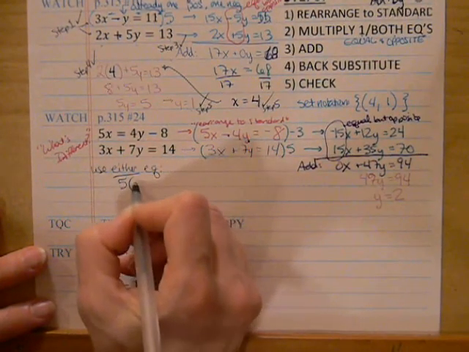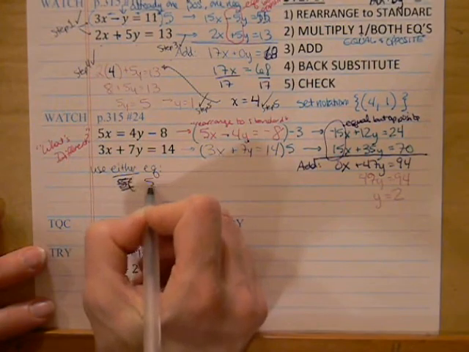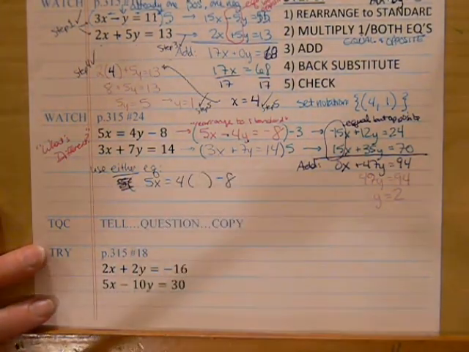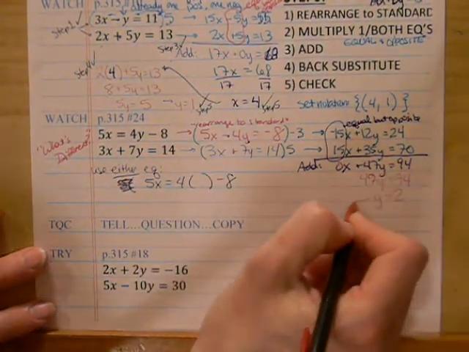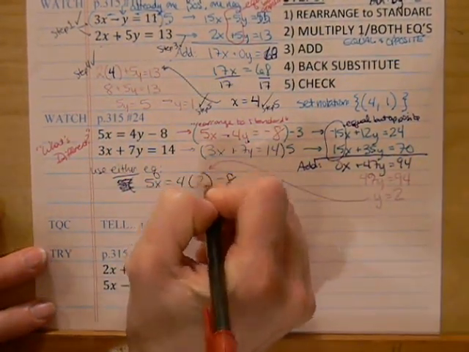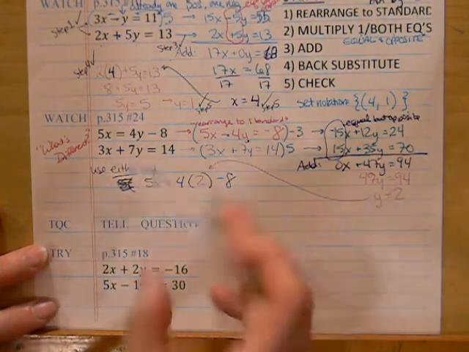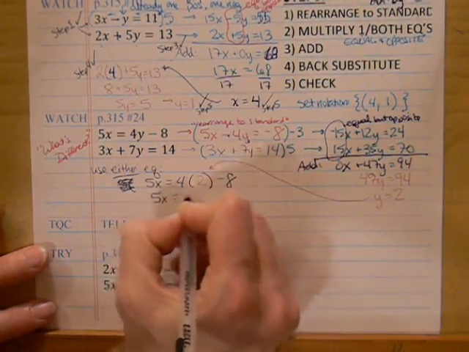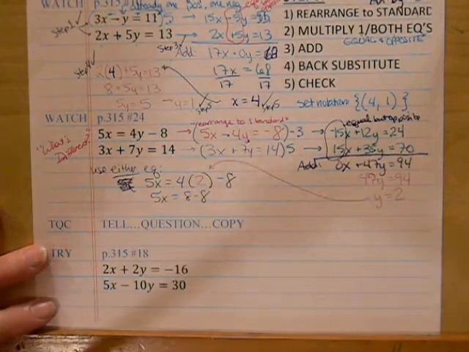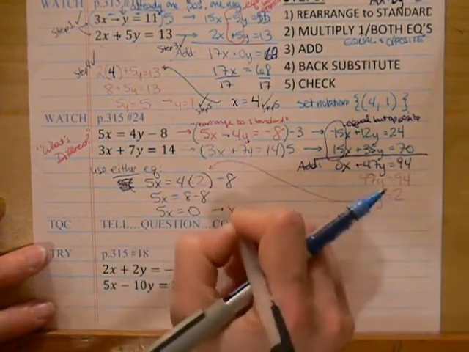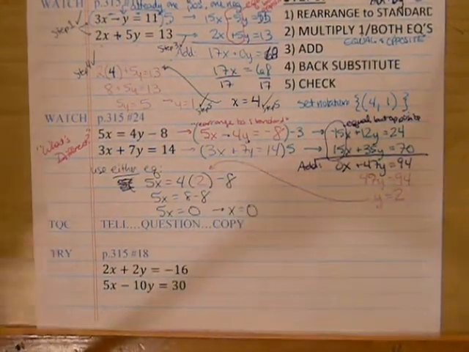So 5x is equal to 4 times y minus 8. And instead of y, I'll put in what we've solved for it. I'll use back substitution here. And then I get 5x is equal to 8 minus 8. 5x is equal to 0. Divide both sides by 5, and I get x is equal to 0. 0 is a number too.